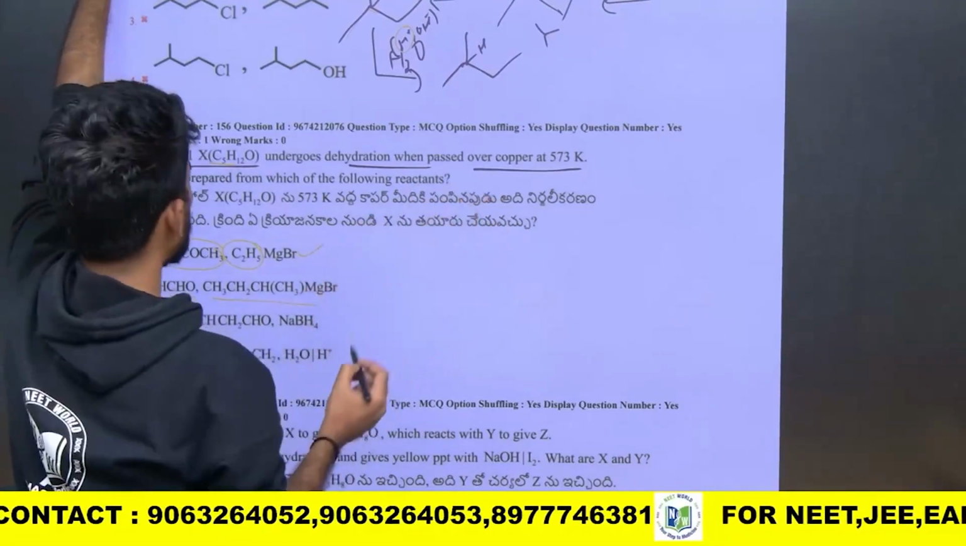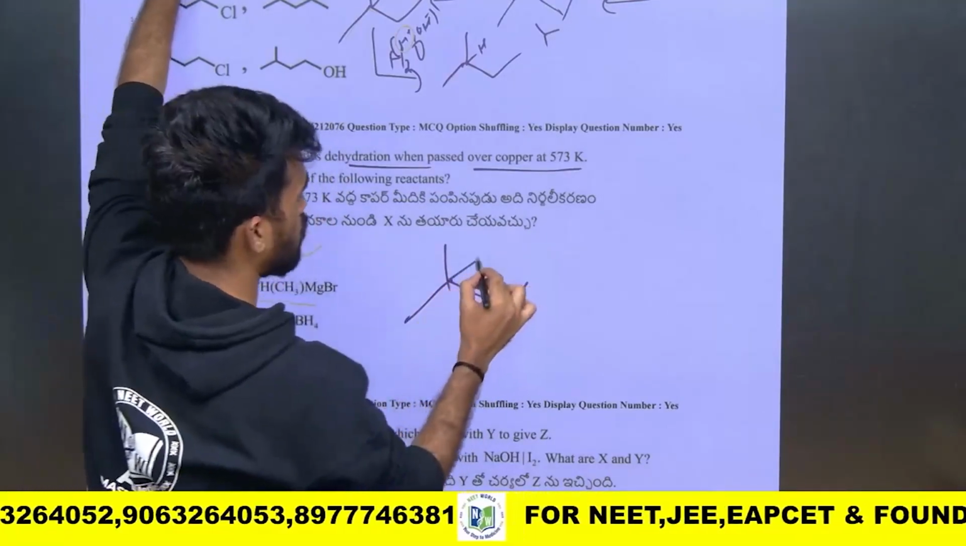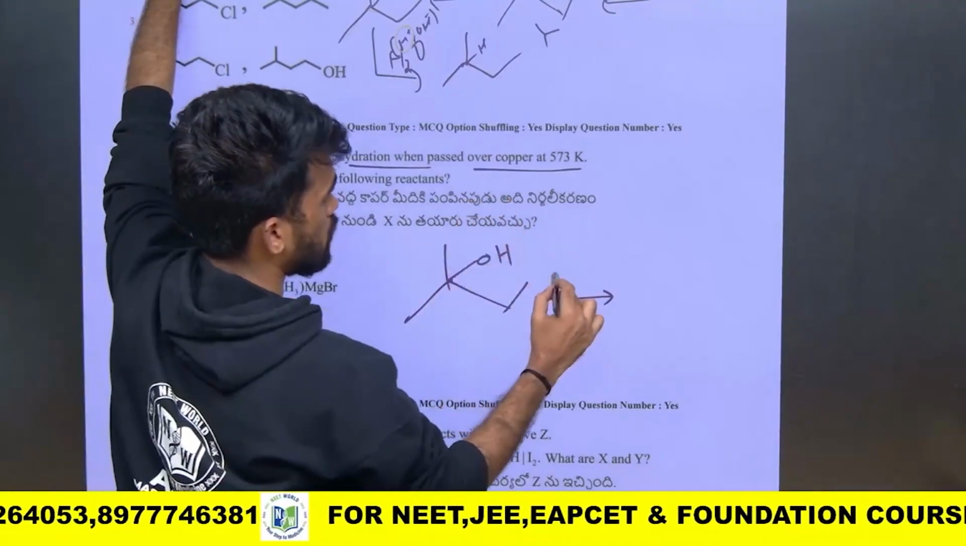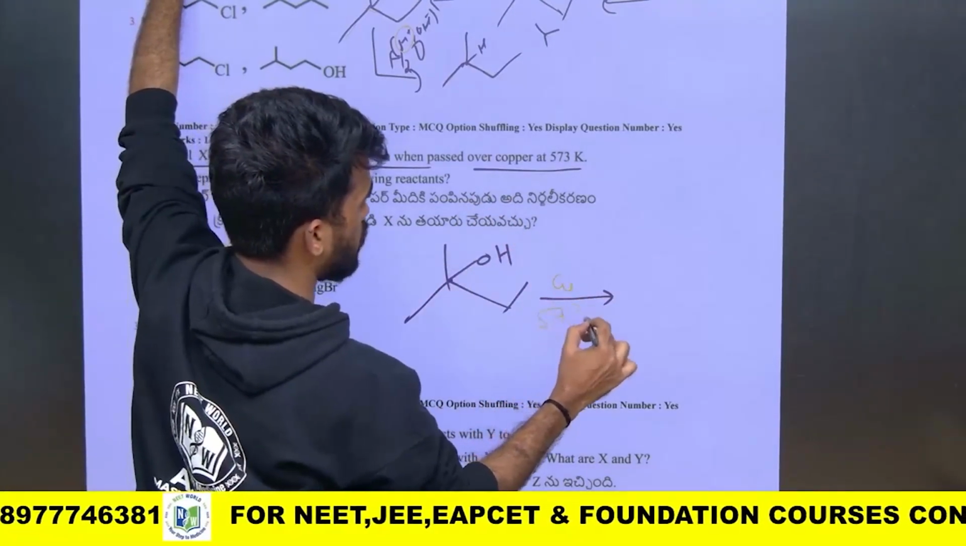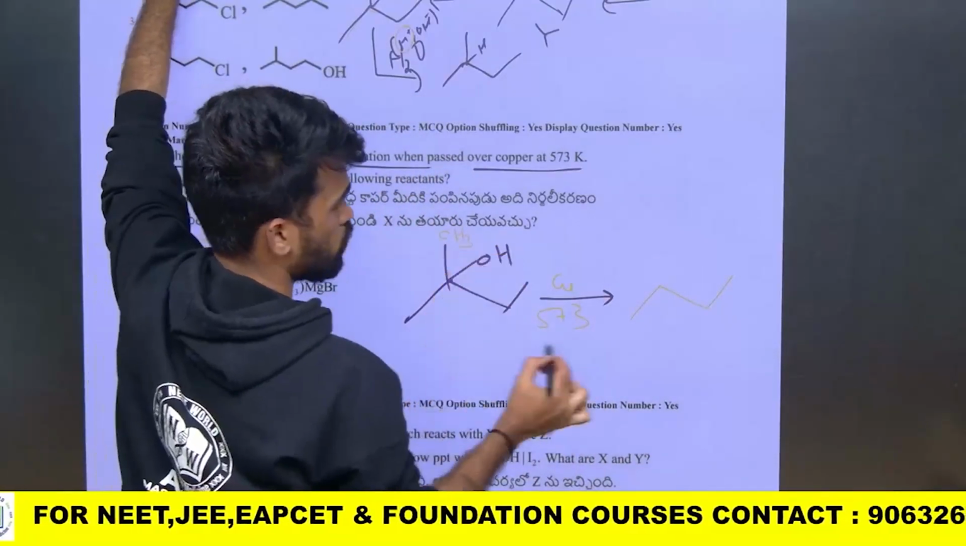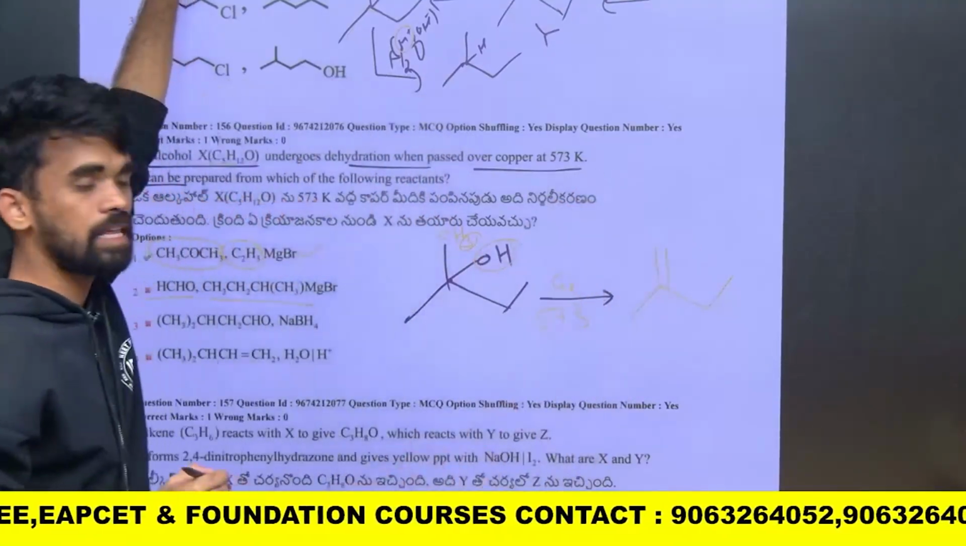So passed through the copper means, see, this is what we required. So this is the alcohol we required. Why do we require this alcohol only? Because when we treat with copper at 573 Kelvin, we will be getting a product. See, this CH3 is there now. So from that dehydration takes place, H and OH will be removed and we will be getting an alkene like this.